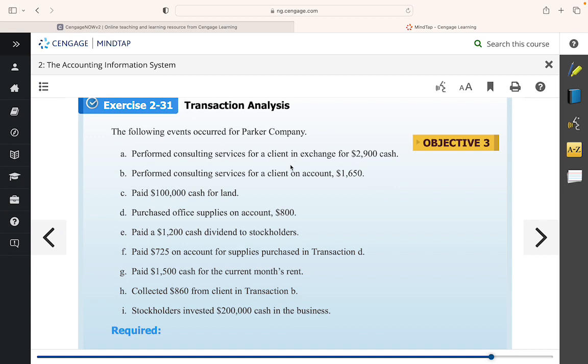Letter B doesn't say in exchange for cash. It says for a client on account, and that's different. So a big part of accounting is reading carefully and thinking about what you've read. A lot of people think about accounting as kind of a math class with lots of numbers, and there are lots of numbers in accounting. But accounting, as much as it is about math, is every bit as much about reading. So read carefully.